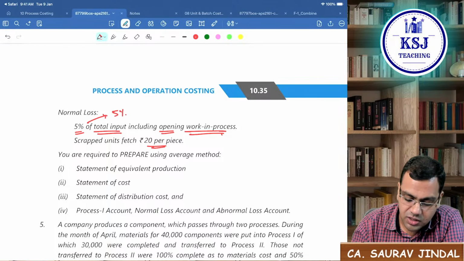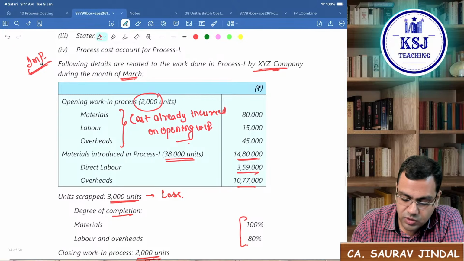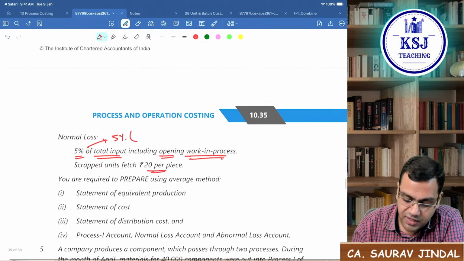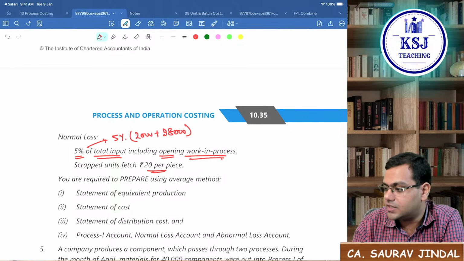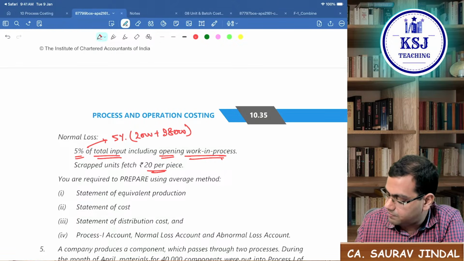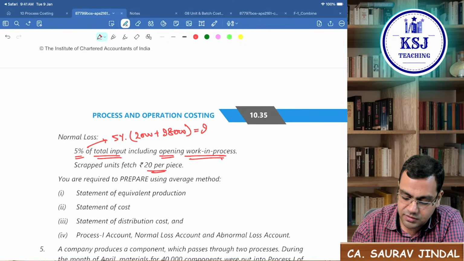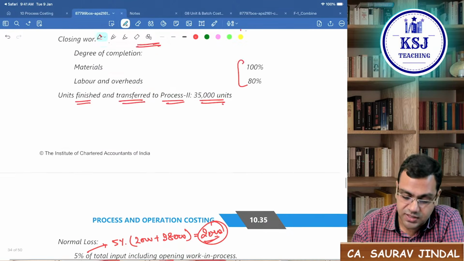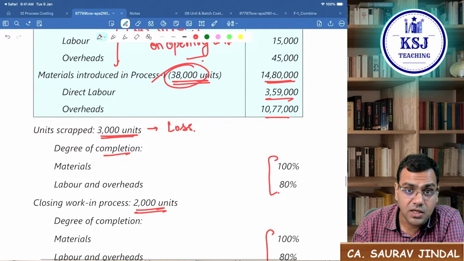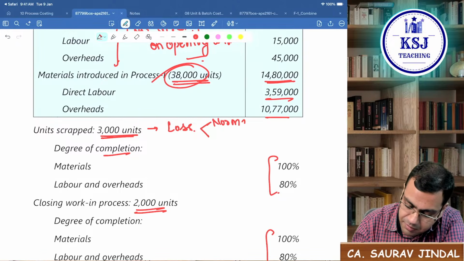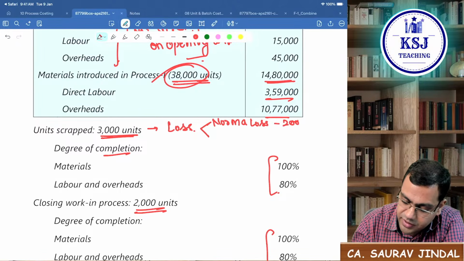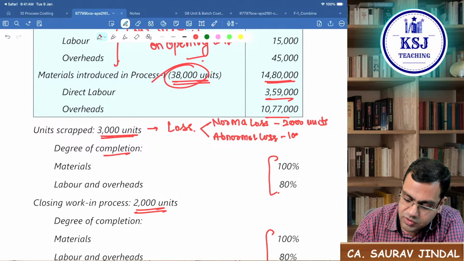So what will be your normal loss? 5% of what? Opening WIP is 2000 units, fresh is 38,000 units. So 5% of total 40,000 units, right? So 5% of 40,000 units is 2,000. Now this question is important for this reason. If you see here, the unit scrapped is 3,000, so total loss is 3,000 units. Out of this, your normal loss is 2,000 units and the remaining is your abnormal loss. So your abnormal loss is 1000 units.